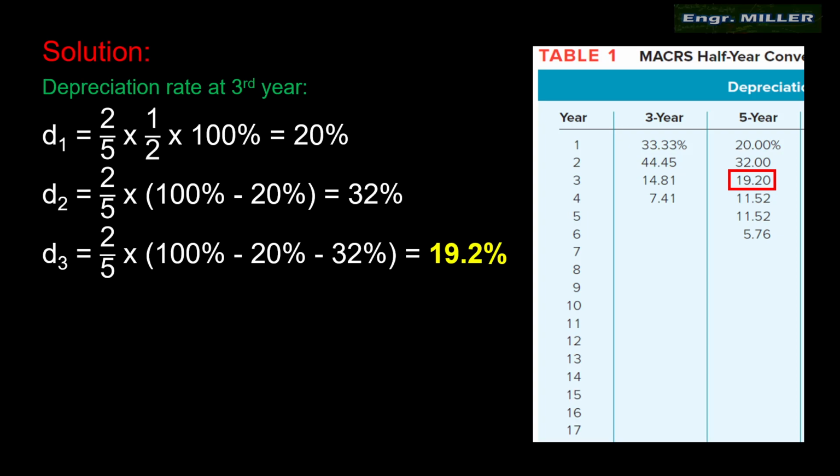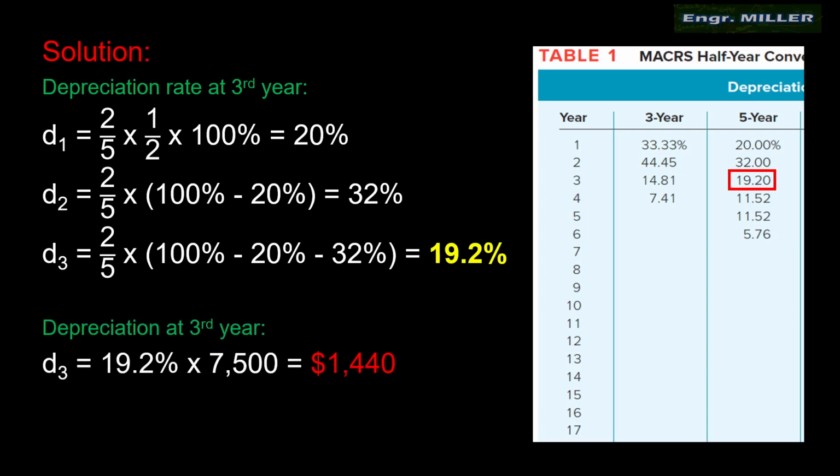Now, from there, pag hinahanap na yung depreciation cost o yung amount of depreciation, ang gagawin mo is you just multiply yung depreciation rate doon sa total depreciation. Which yung total depreciation, because our salvage value is 0, therefore it becomes the first cost. Yung total depreciation ay parehas lang siya sa first cost. So you simply just multiply it to its original cost. 19.2% of $7,500. Ang depreciation charge sa 3rd year is $1,440.